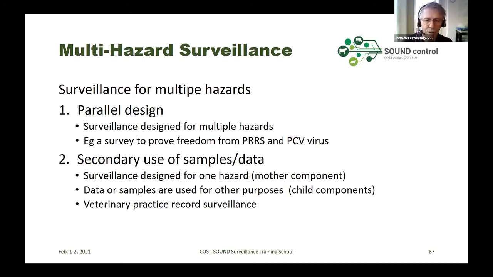So surveillance designed for one hazard, we collect data and samples and we use those for other purposes. One is the mother component, the other are the child component. An example is veterinary practice record surveillance. We can collect data from veterinary practices about many, many, many diseases at the same time. And this is secondary data because it's being collected by veterinarians to manage their cases, but we use it for surveillance as a secondary use to see if we can determine whether there's changes in the health status of the population.